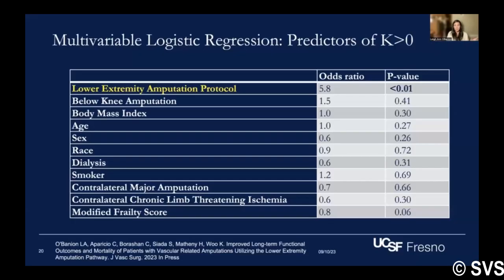And so once again, when you took all of that data and put it into a multivariate logistic regression, you can see that ERAS-based protocol is the only significant predictor of a K level greater than 0 with an odds ratio of 5.8. So pretty impressive.